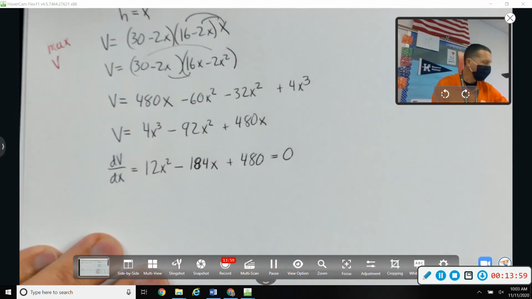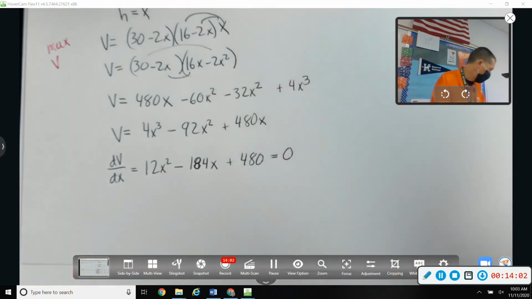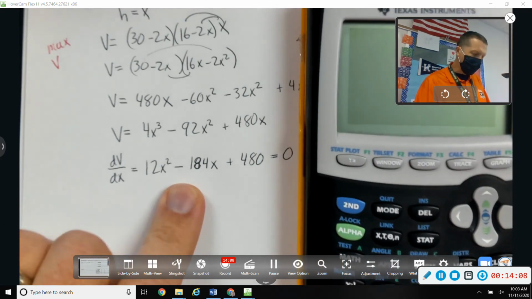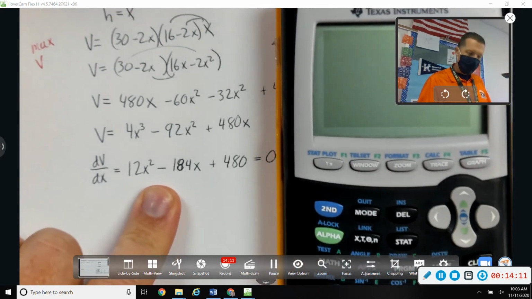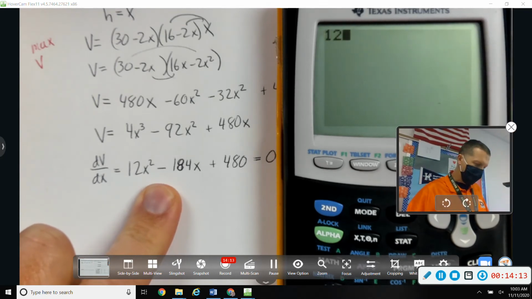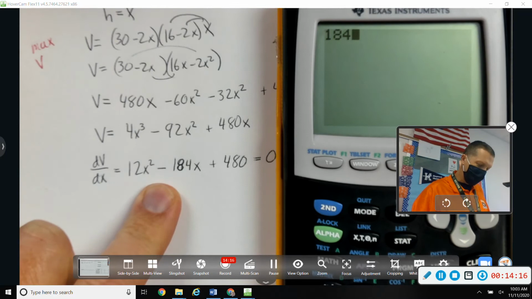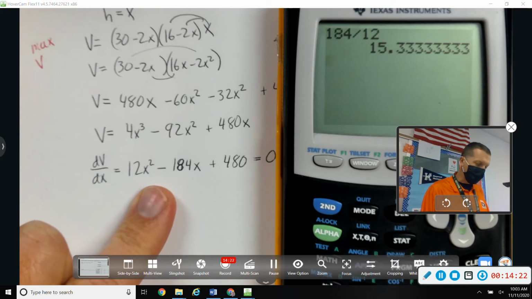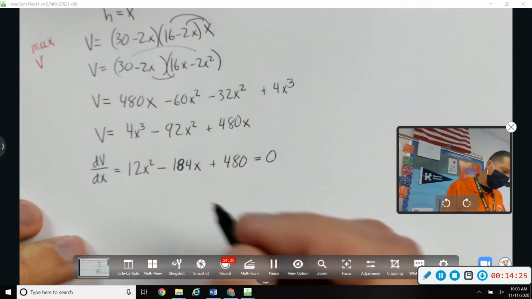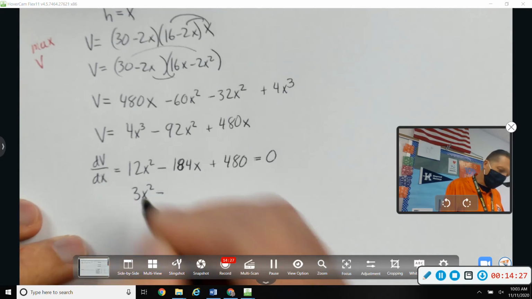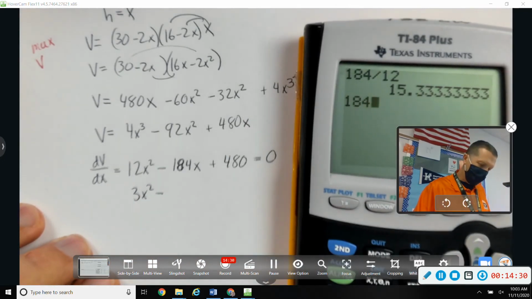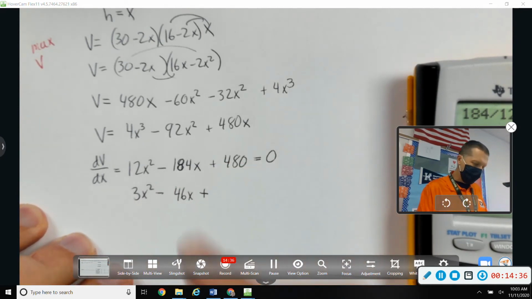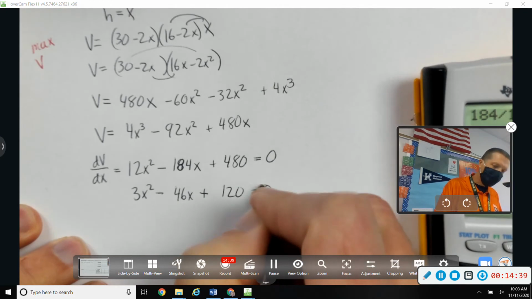This is where a calculator... Optimization problems are almost always calculator problems because you get some weird numbers. It would be nice if all of those were divisible by 12. Let's see. Well, I'm trying 12 first because that would be great. 184 divided by 12 is 15. Yeah, that doesn't work. They are definitely all divisible by 4, so let's back up and do 4. Better than nothing. So 3x squared minus 46x plus, I don't need a calculator for that one, 120 equals 0.